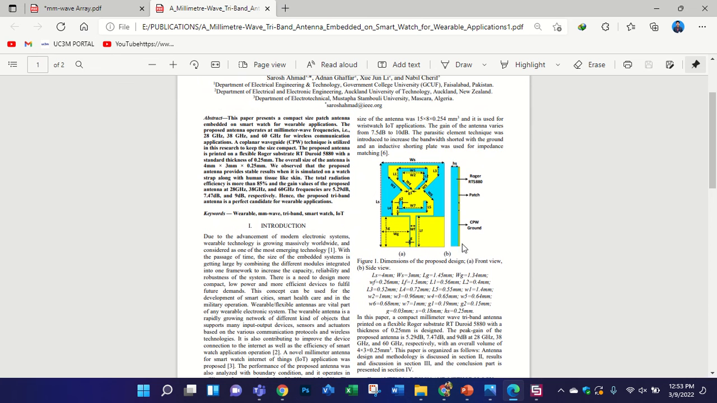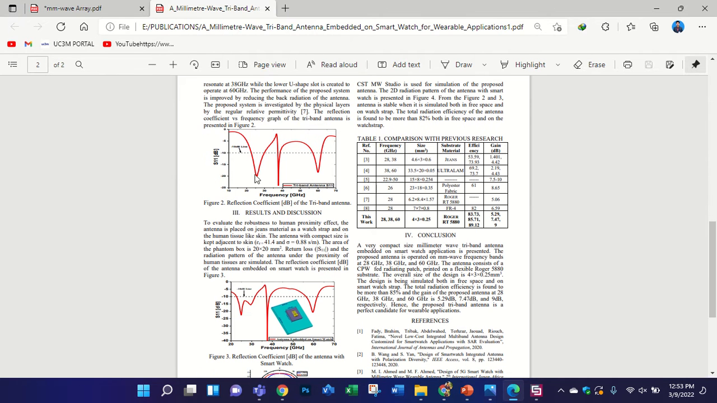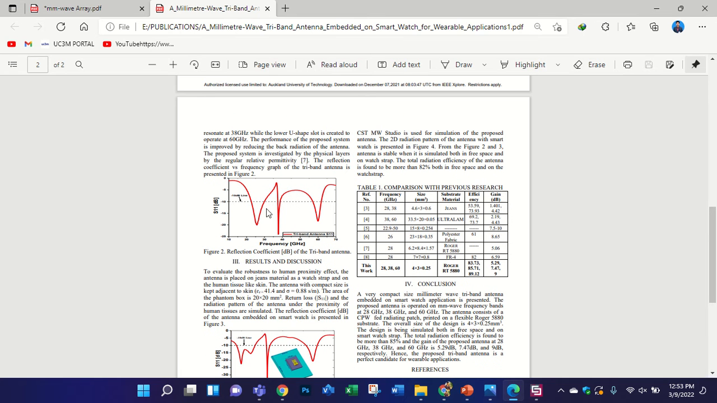It can also be converted into a MIMO antenna. Oh, sorry, into an antenna array. And to achieve this tri-band antenna, maybe it will get higher gain and a better S11.